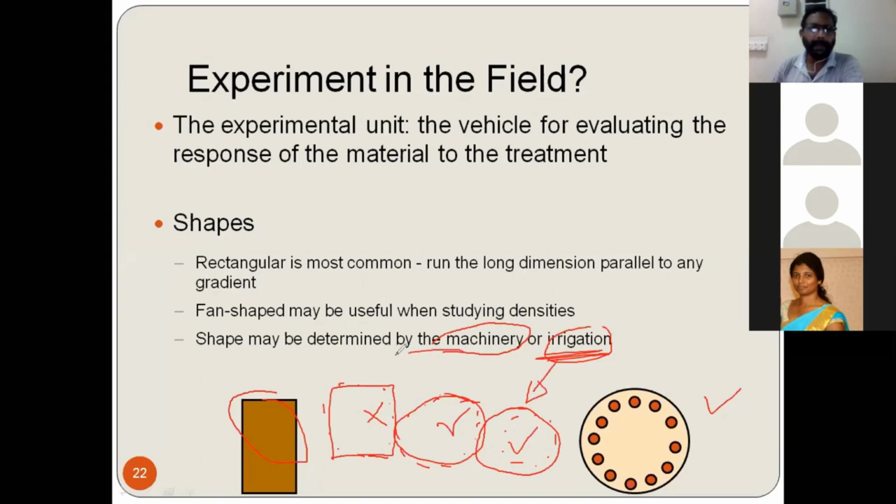Similarly, machinery. What is the problem with machinery here? Suppose, let's say I'm doing some plowing. I'm doing a small trial. You plow. Have you heard about puddling? How many of you have heard about puddling? No one? Whole agronomy is gone then. Puddling. What is puddling? Anyone?